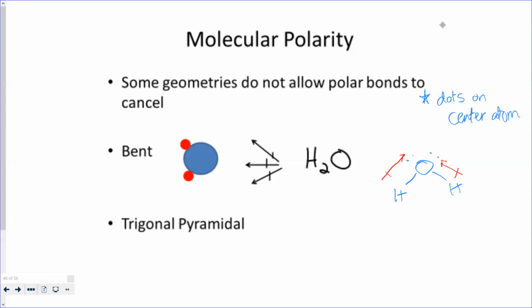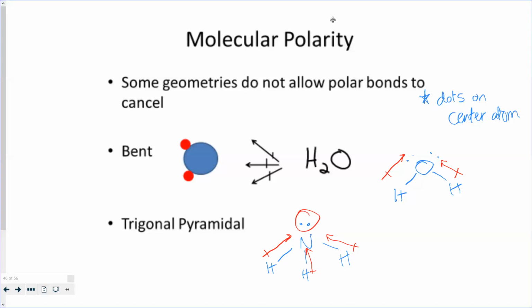Same thing with trigonal pyramid. One of the things we drew that was trigonal pyramid was ammonia. So looking here, nitrogen is more electronegative than hydrogen. So all of the electrons are being pulled towards the nitrogen, but there is nothing going in the opposite direction from that electron pair. So that ends up being polar as well, with those not being able to cancel.